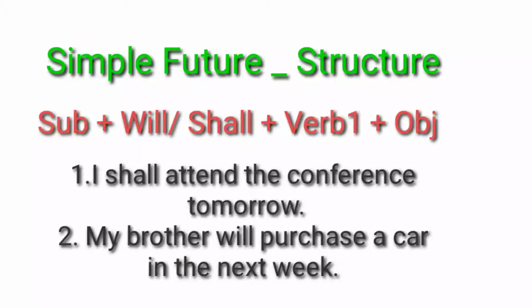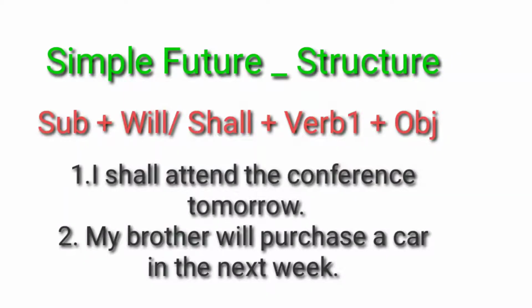Subject plus will or shall plus verb V1, that is the present form of the verb, plus object. Here will or shall should be taken as only auxiliary verbs, helping verbs. In the case of be forms or has, have, had, those are called primary auxiliaries because they are used as main verbs and sometimes as helping verbs. But here will or shall denotes only future action, so it is used as a helping verb only. Now let us come to the sentences.